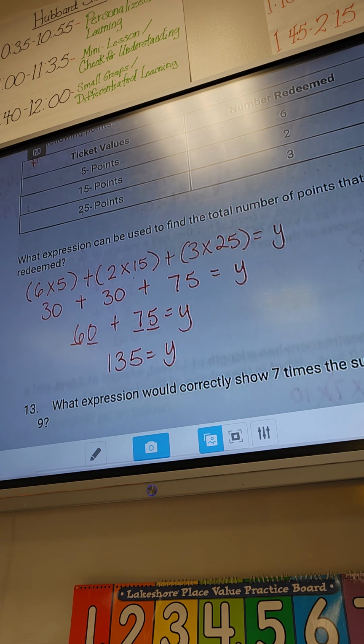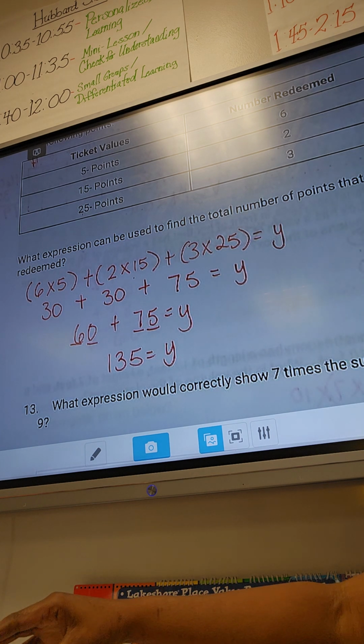Questions? I can't remember. I know this one says what expression, but for some reason I'm thinking that the answers are there on that assessment too. So I wanted to make sure that you knew how to find the answer.